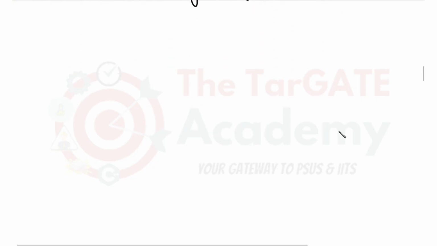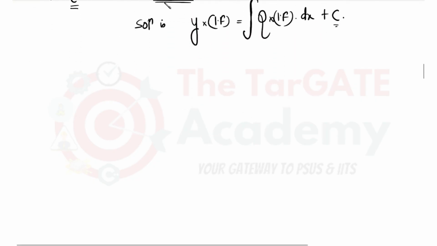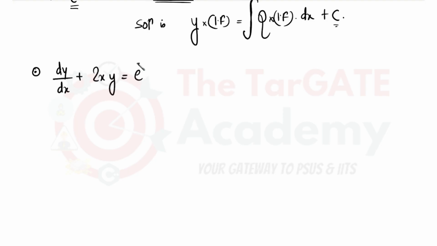For example, I'll solve one question here first. So let us see. Okay, let me tell you how to do it, guys. So the first question here: dy by dx plus 2xy is equal to e to the power minus x square. Solve this with y(0) is equal to 1.